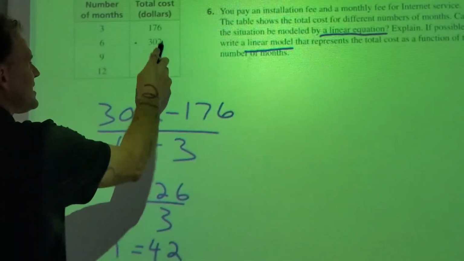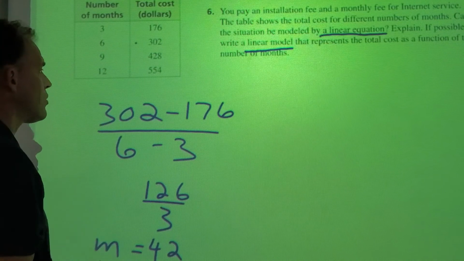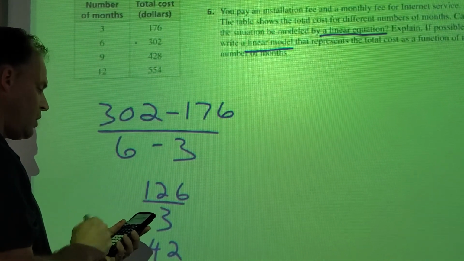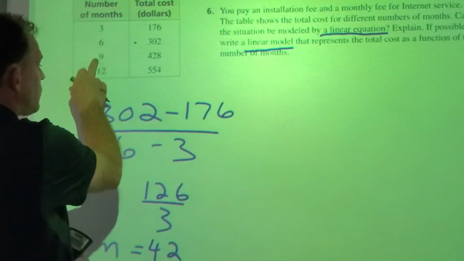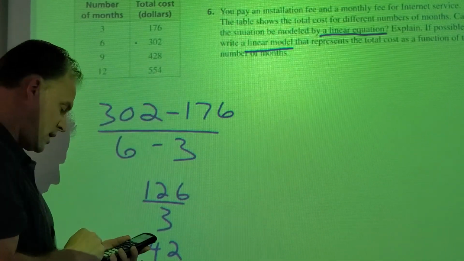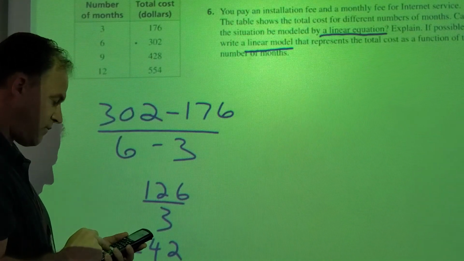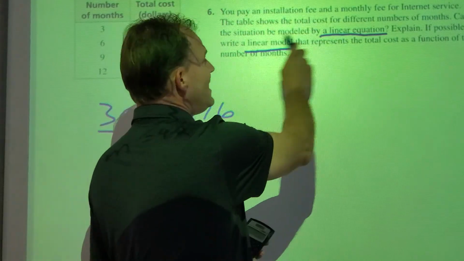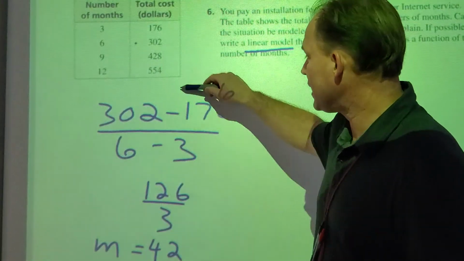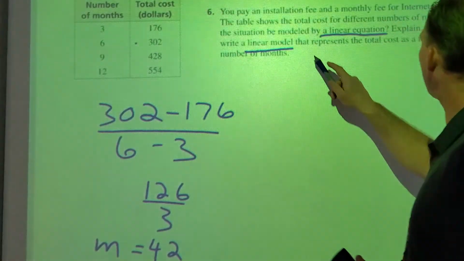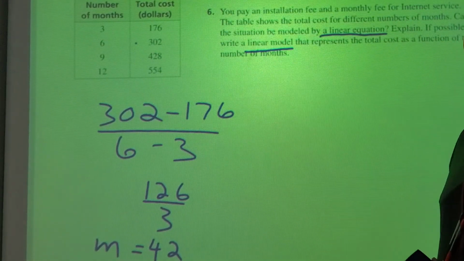So I need to check and see if it's the same slope here. So if I go 428 minus 302, I get the same thing. 3 months, divide by 3 for these 3 months, I get 42. Check it out again. Is it constant? 554 minus 428. Same thing. So I know that the first question is this linear? Yes, because I checked and all of these come out to be the same. So now, can I write a linear model? Sure.